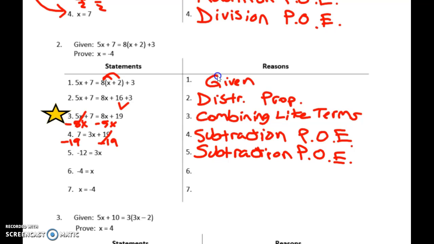Okay. All right. Number 5, 3 goes away. So what happened to get that 3 gone? Divide. Okay. If 3 disappears, any coefficient must be divided. Negative 12 divided by 3 is negative 4. So what property is that? Okay. It is division POE.